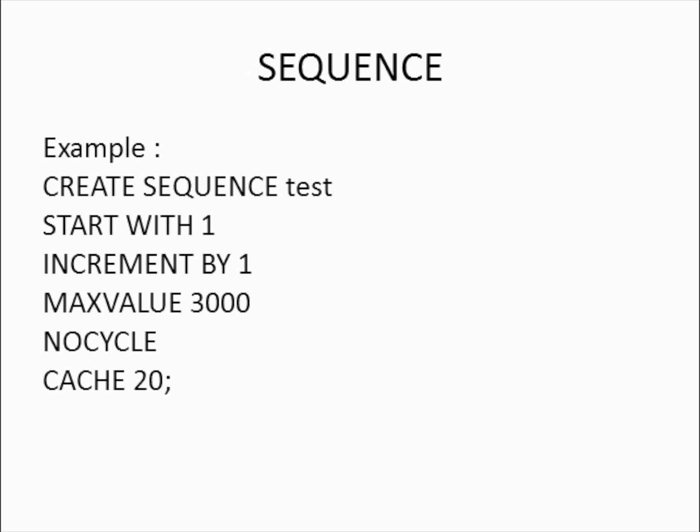Here in this example, we are creating sequence that's name is test. It starts with 1 and increments by 1, has a maximum value of 3000 and will not cycle or start over with it when it would reach its maximum limit, and has a cache of 20 numbers.